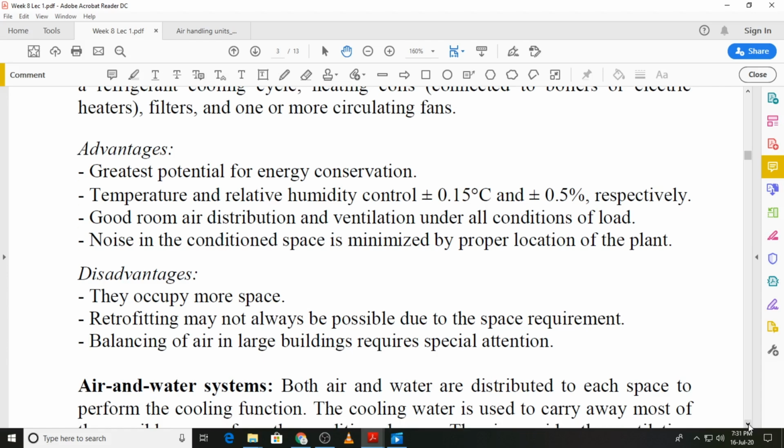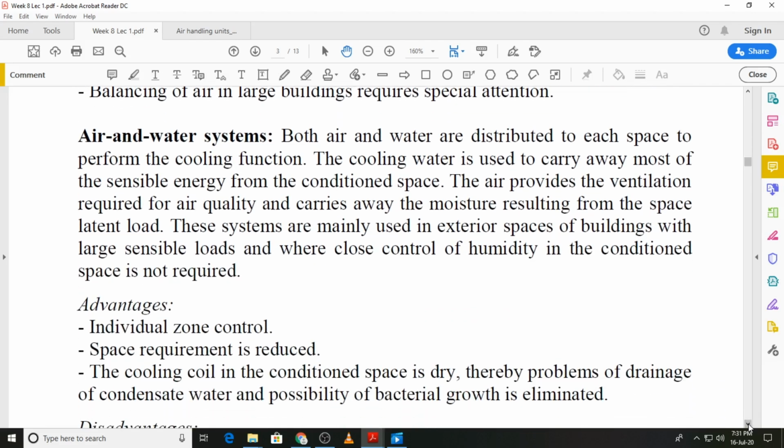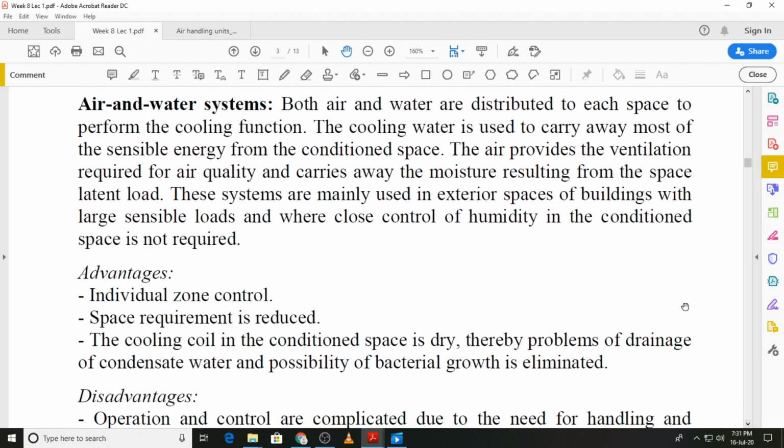Then we have the second type of air conditioning system, which is known as the air and water system, and this time we are using both air and water inside the conditioned space for the energy transfer. The water takes away the sensible energy. If we are talking about cooling, it will be chilled water that is used in the conditioned space. If you want to provide heating, then it will be hot water, and the air will take up the role of ventilation, and it will also carry away the latent load, that is the moisture from the conditioned space.